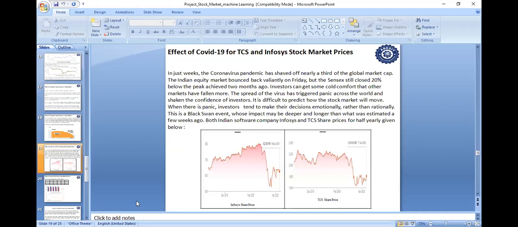We have compared data of the companies TCS and Infosys with stock market prices. Both companies were around 20% below the peak average two months ago, a 20% decline for both companies. The half-yearly price of the software company TCS is given below, showing how much of a dip there was.